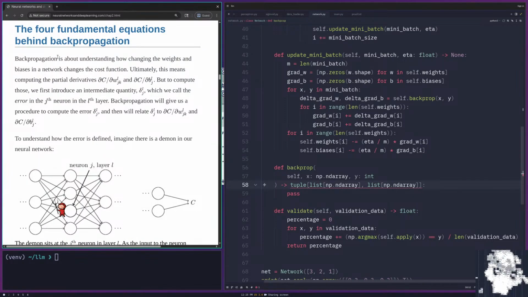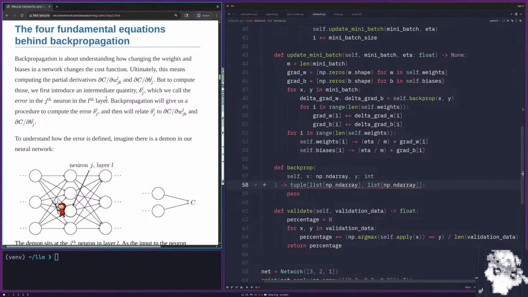Backpropagation is about understanding how changing the weights and biases in a network changes the cost function. Ultimately, this means computing the partial derivatives, the derivative of C with respect to w^l_jk and the derivative of C with respect to b^l_j. But to compute those, we first introduce an intermediate quantity, delta^l_j, which we call the error in the jth neuron in the lth layer. Backpropagation will give us a procedure to compute the error delta^l_j, and then we'll relate delta^l_j to the derivative of C with respect to w^l_jk and the derivative of C with respect to b^l_j.